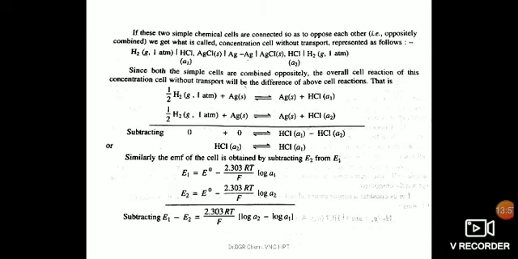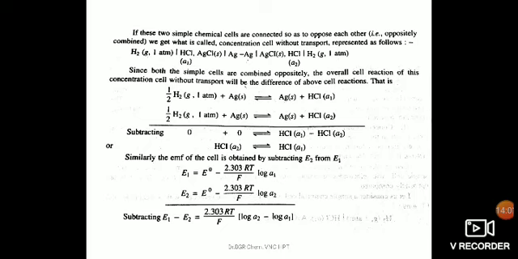And similarly, the EMF of the cell can be written as E2 equals E0 minus 2.303 RT by F into log A2. So, for these two simple cells, the only difference is the activity of HCl. In the first case it is A1, and in the second case it is A2. Call that equation 2.